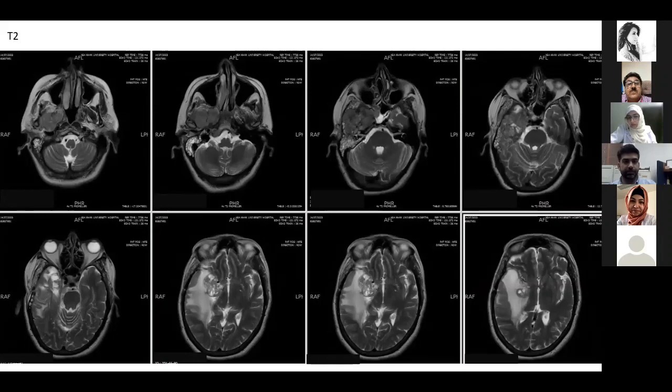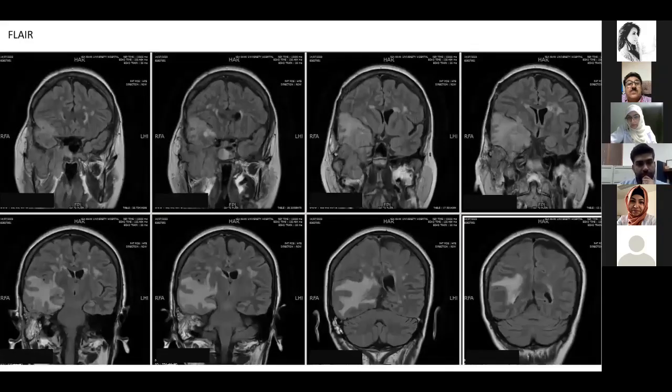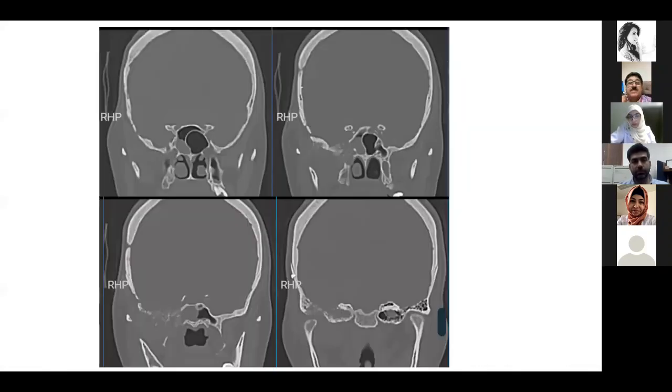There's also interval increase. Next, please. Yes, significant edema and mass effect. Yes, please. Next. Yes, similar findings on the coronal images. Yes. So this is the CT scan, which is showing extensive temporal bone erosion on the right side.